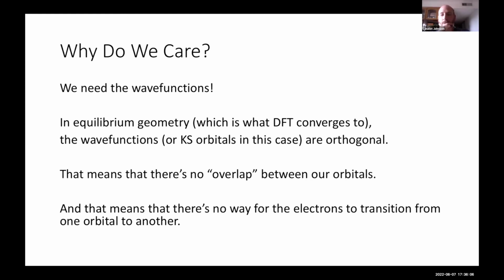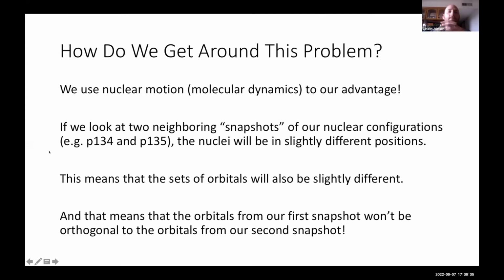So the way that VASP usually runs is that it's trying to converge toward equilibrium. And in an equilibrium geometry, or in the ground state, the wave functions are all orthogonal. Effectively what that means is that we can't have any transitions from one state to another. And so the system isn't really going to do anything electronically speaking. So we don't really want that. So we need to get around that somehow.